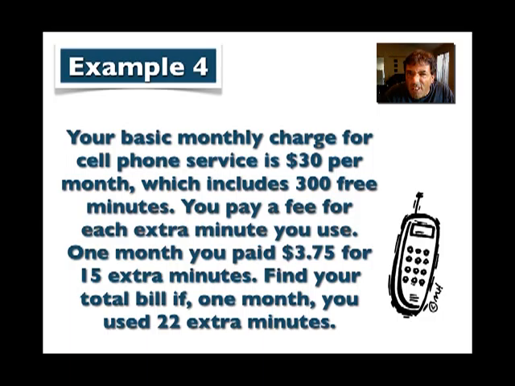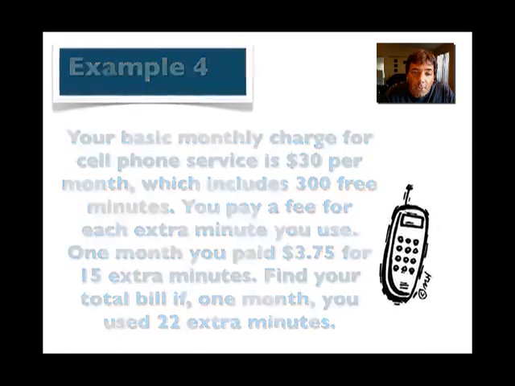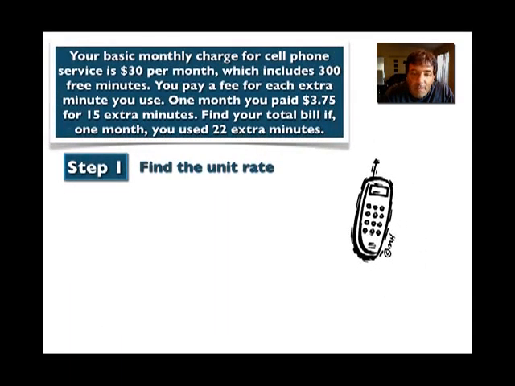And again, the math isn't all that difficult, but what we're doing right now is turning this into an expression. So the first thing we need to do is find a piece of information. And that's this: we need to know the unit rate, because we can't really find out how much these extra minutes are going to cost us unless we know how many cents per minute each one of the extra minutes cost. And in our problem, we remember it said that 1 month, it was $3.75 for 15 extra minutes. So we're going to find the unit rate for this.